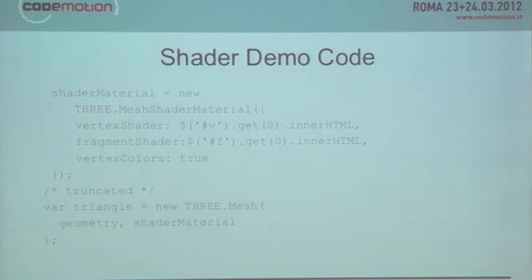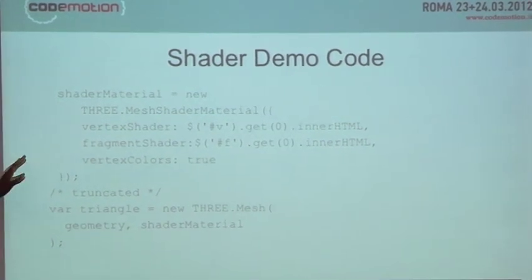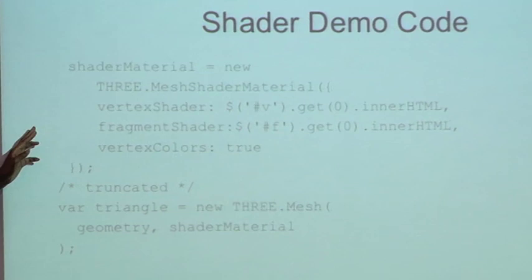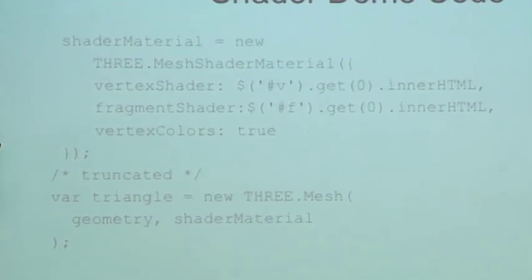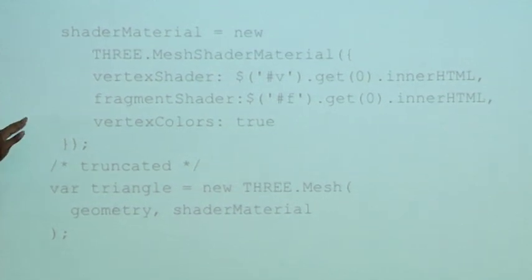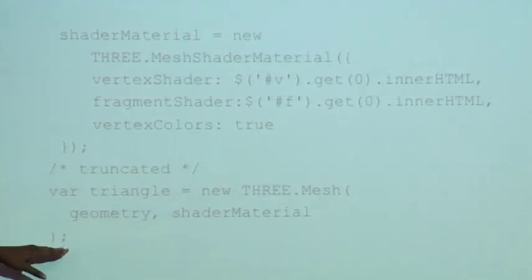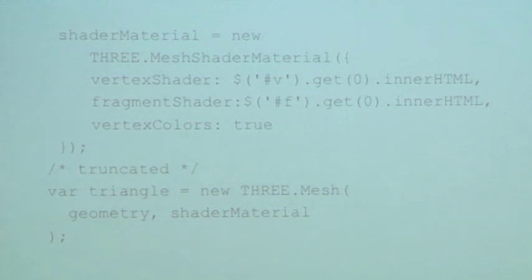If you don't like jQuery, you can do your document.element get element by stuff. But this fit on the slide nicer, so that's why I used it. And we have our vertex shader that we use in our material, our fragment shader, and then actually this line shouldn't be there. And then down here we assign it to our triangle.